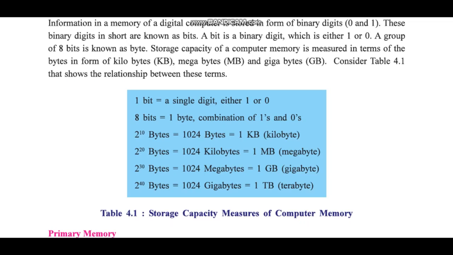Here you can see the table of all the bytes, how KB measures MB, GB, TB, and also at the start it is mentioned 1 bit means a single digit either 1 or 0. 8 bits means 1 byte, combinations of ones and 0. 1024 bytes means 1 KB, 1024 KB means 1 MB, 1024 MB means 1 GB, and 1024 GB means 1 TB. KB stands for kilobyte, MB stands for megabyte, GB stands for gigabyte, and TB stands for terabyte.